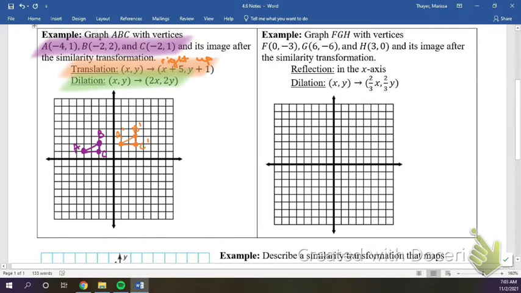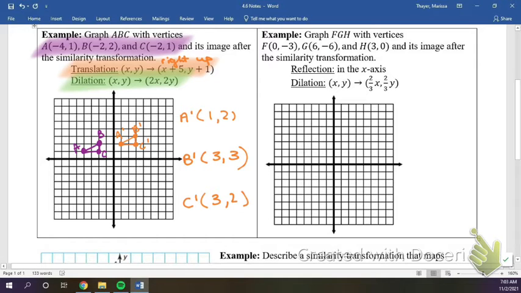My next transformation is the dilation. I'm going to do that in green. It sometimes helps if you write out what your ordered pairs are. So for my new ordered pairs, my A prime is 1, 2. My B prime is 3, 3. And my C prime is 3, 2.